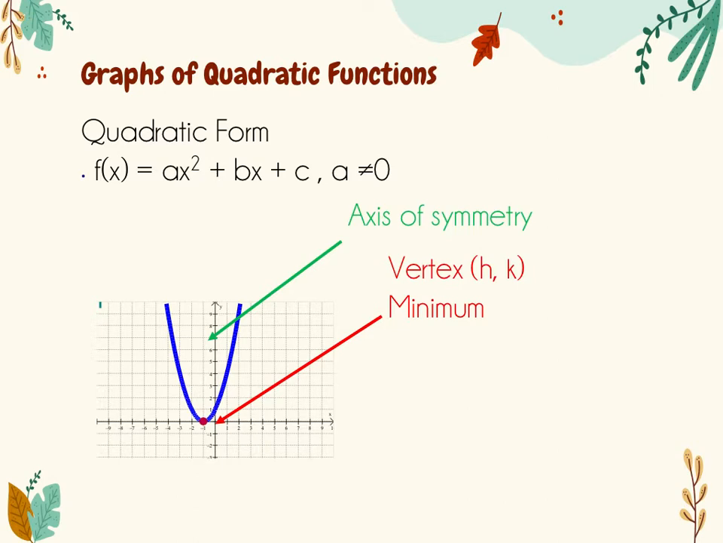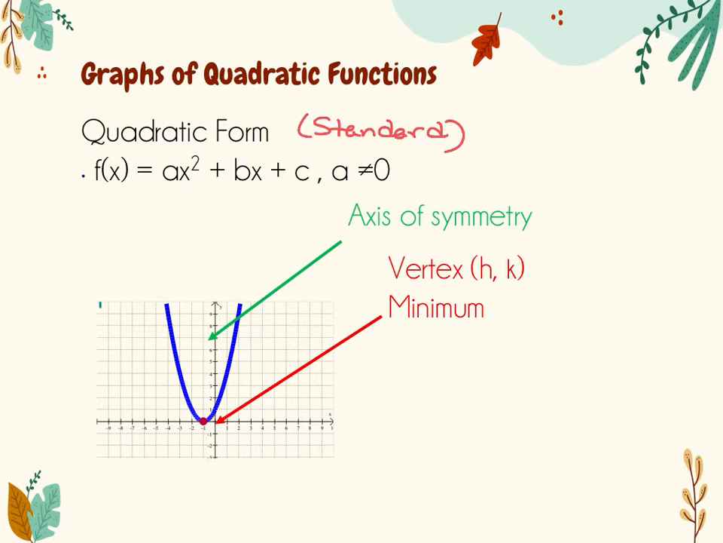looks like. Now, in our textbook, they call this format ax squared plus bx plus c quadratic form. In other textbooks, they actually refer to it as standard form. So just be aware that in our book, we're going to be referring to the ax squared plus bx plus c format of the quadratic equation or function as the standard form.